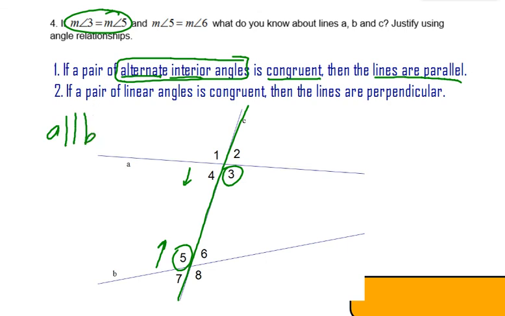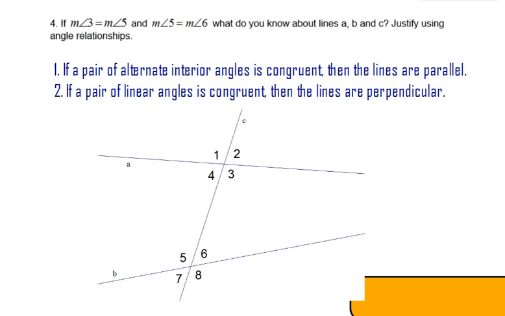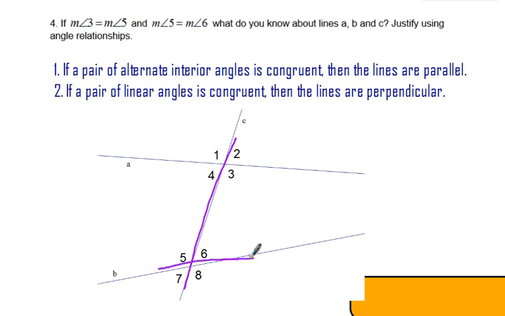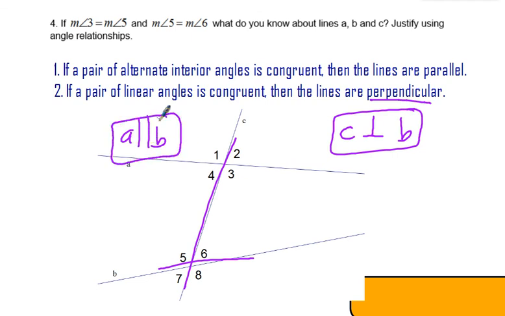All right, secondly, and I'll clean this off again, with 5 being equal to 6, we do have a pair of linear angles, these are making a line, and since they're congruent to each other, and they make 180, they must both be 90 as we said before, and therefore those lines, namely C and B, must be perpendicular to each other. So those are our conclusions. A is parallel to B, and C is perpendicular to B.